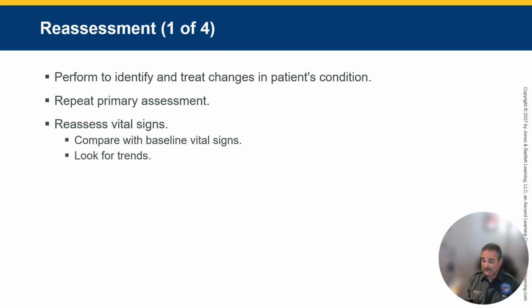All right, so reassessment. We're at the last. This is number 5 of the assessment. Okay, reassessment. Perform, identify, and treat any changes in patient condition. This is when we go back to the primary and we take care of our ABCs again and make sure everything's working. We repeat that primary assessment. We repeat vital signs. We had baseline vital signs. Now we're getting our second vital signs, and we're looking for any trends. Was it high then? Now it's low. Is there any change? Compare those baseline vital signs.